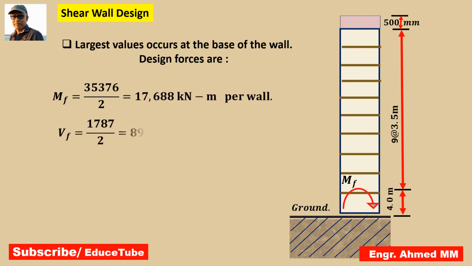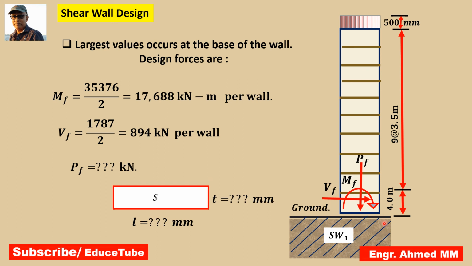I want to show you that when moment is generated, I mean when I have written the moment per wall, right way I put here, because the largest value occurs at the base of the wall. So I showed here this MF, this one, per wall. For the shear, also I showed this was for 2 walls, so per wall it will be 894. So this is VF, that shear.